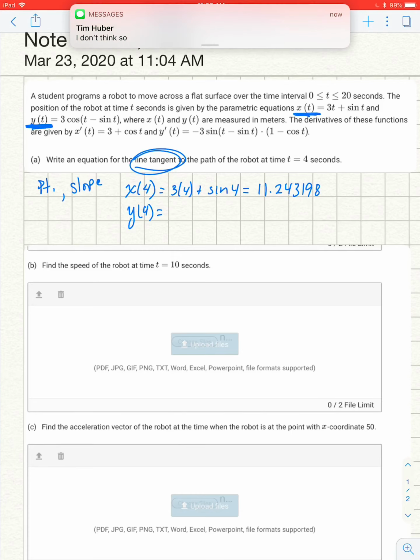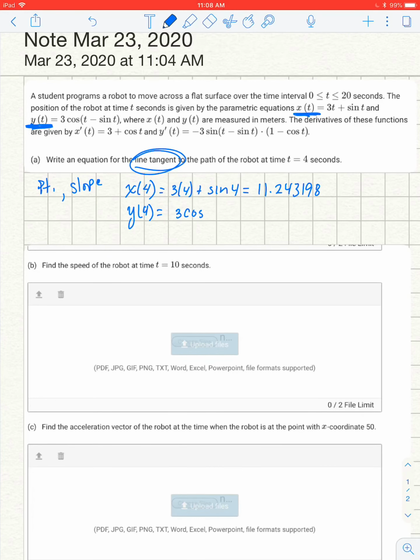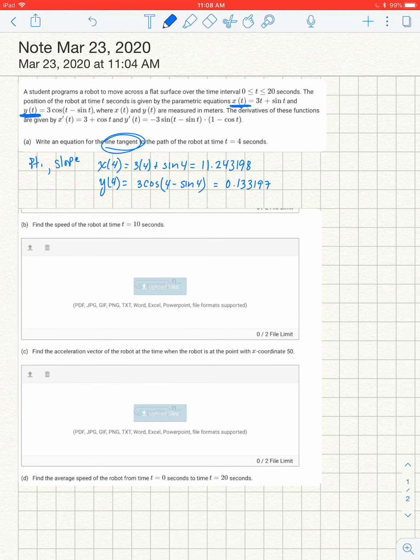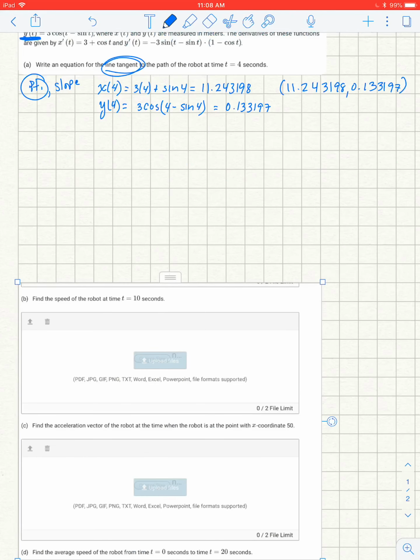And then do the same thing with the Y. So I'm plugging it into here, right? So I have 3 cosine 4 minus sine 4. And that's going to give me 0.133197. Okay, so now we have the point right now, our point is going to be 11.243198, comma 0.133197. So that's the point that we have.